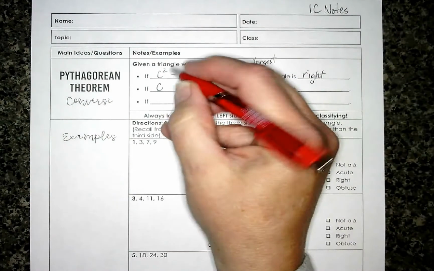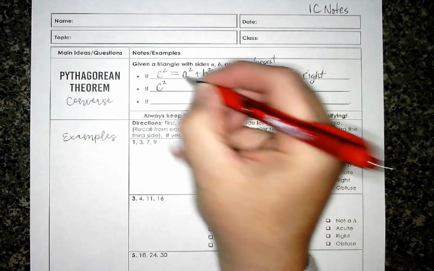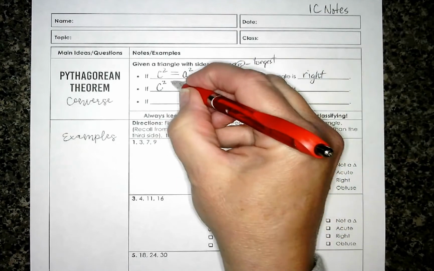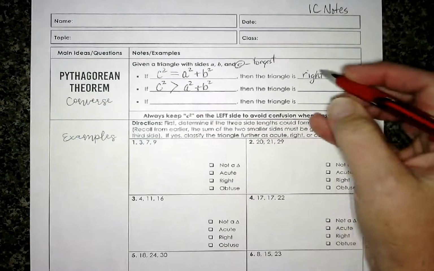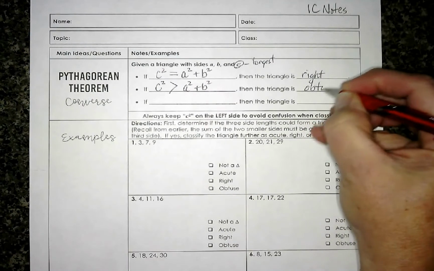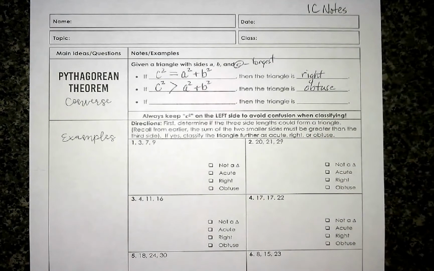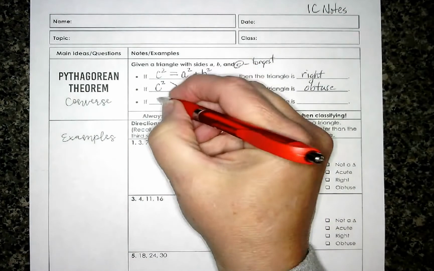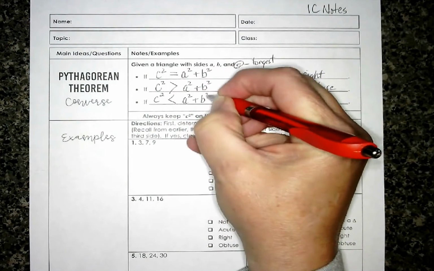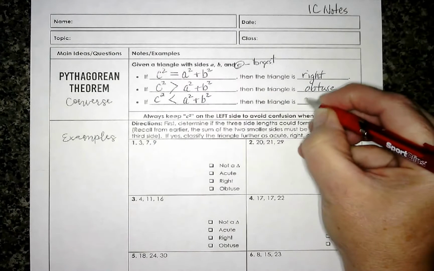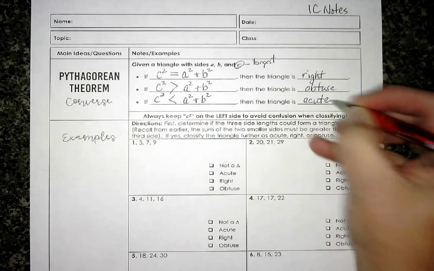Now, if I take 3 sides, or 3 lengths, and c squared happens to be greater than the sum of the squares of the other two, that's going to be an obtuse triangle. And I think you can see if c squared is less than the sum of the squares, then that's going to be an acute triangle.